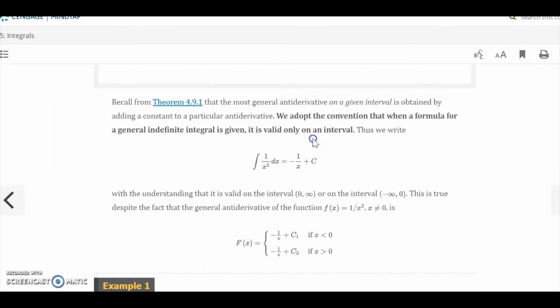Alright, so continuing on, they have another example. So they have the integral of 1 over x squared. They skipped a couple steps, but remember you can rewrite this as x to the negative second. So when you add 1 to the power, it becomes x to the negative first, and you're dividing by negative 1. X to the negative first is the same as 1 over x, so we have minus 1 over x plus c.